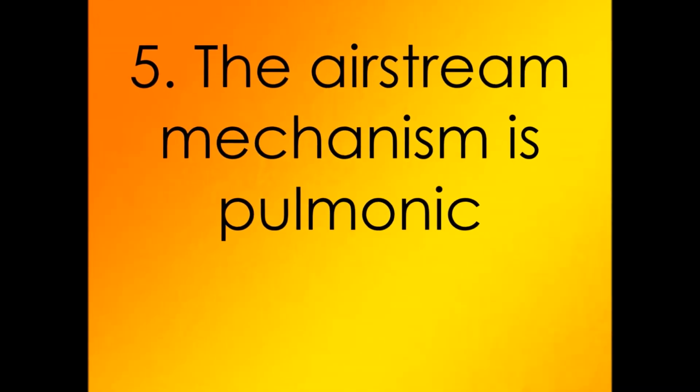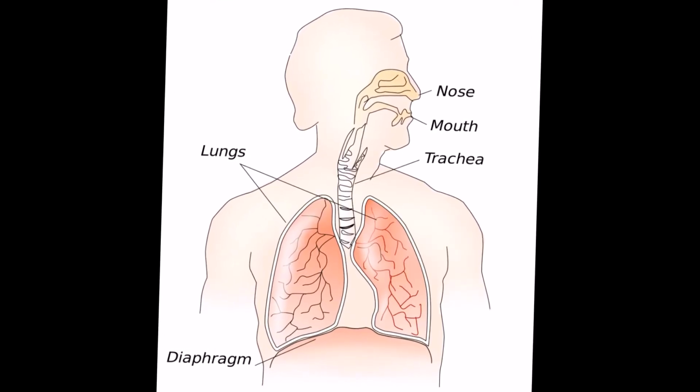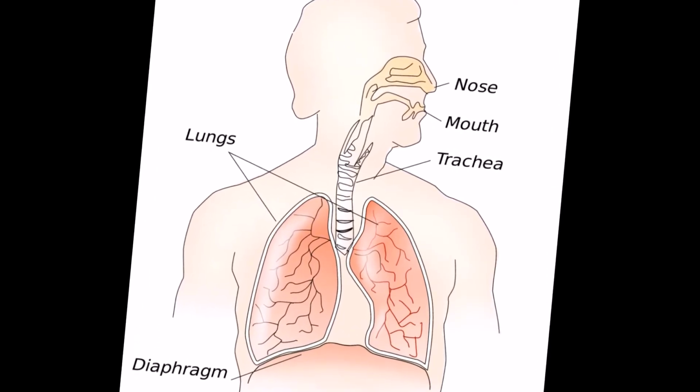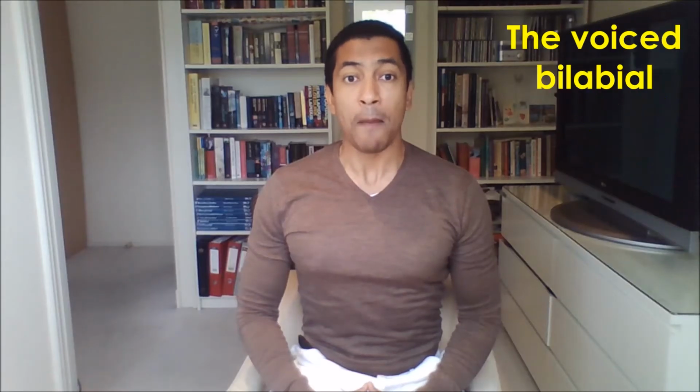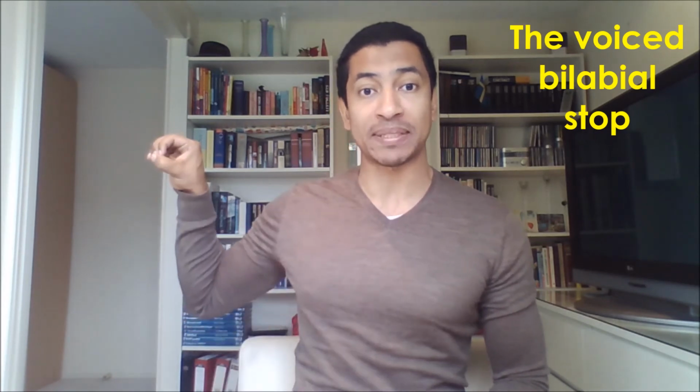5. The airstream mechanism is pulmonic, which means we say it by pushing air solely with the lungs and diaphragm, as in most sounds. So the B is voiced because we use our vocal cords to say it. It's bilabial because we say it using both lips. And it's a stop sound because we stop the airflow with our lips before we release it. Try it. B, b, b.